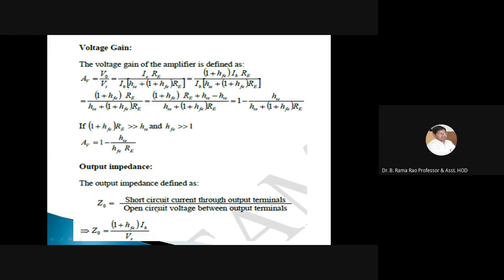Output impedance. Output impedance is nothing but the output voltage by output current.